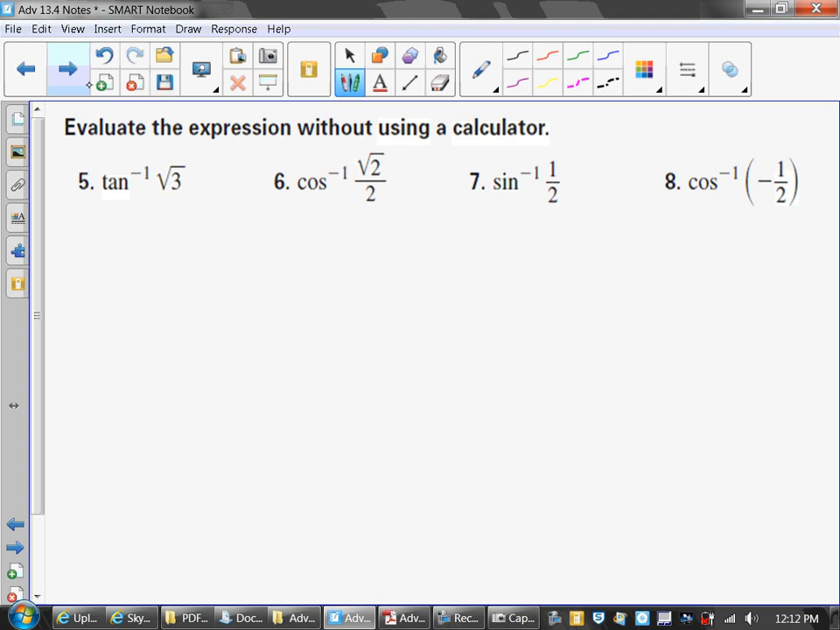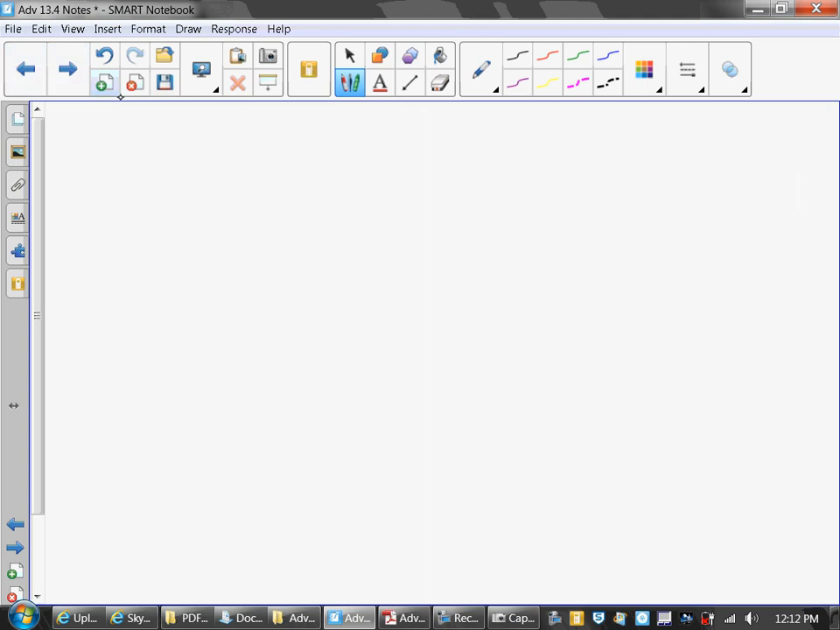Okay, what was the next one? Cosine inverse root 2 over 2. Well, that one should be easy. Did you say root 2 over 2? I did. It is. What angle is that? 45, or pi over 4. What angle has the cosine, what angle has the x value, root 2 over 2? Pi over 4.